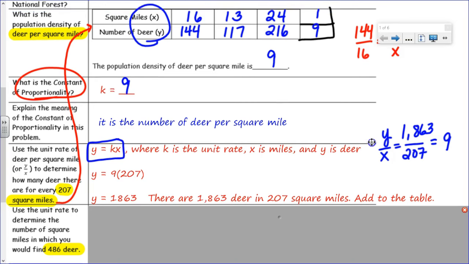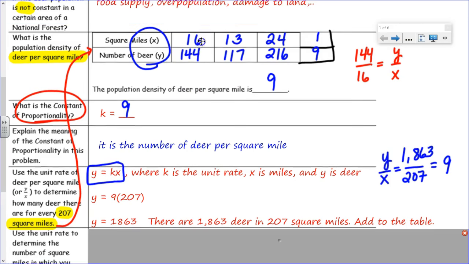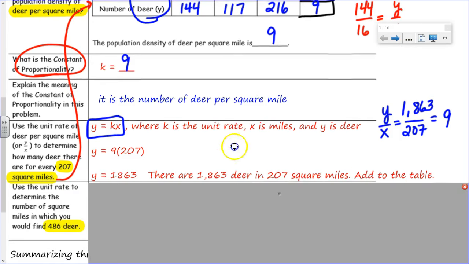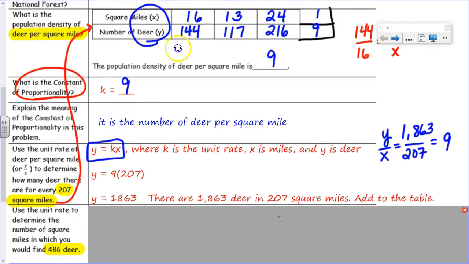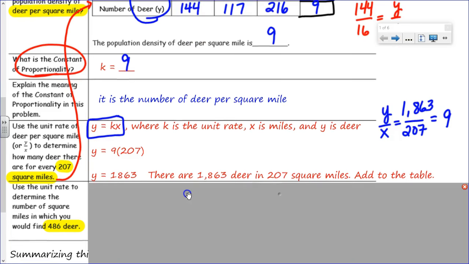Okay, so I know that it might look kind of weird, this formula here and this one here, but it's actually the same thing that we've been doing when we've divided to find the constant multiple. Okay? All right, if that part was confusing, make sure that you ask, but that's how you figure out how many deer there would be in 207 square miles.